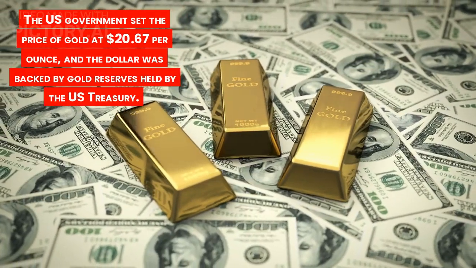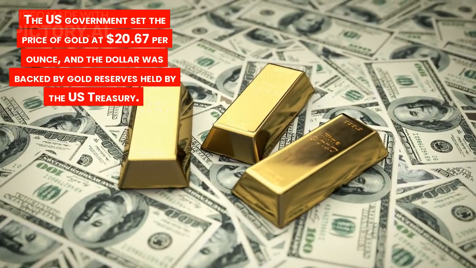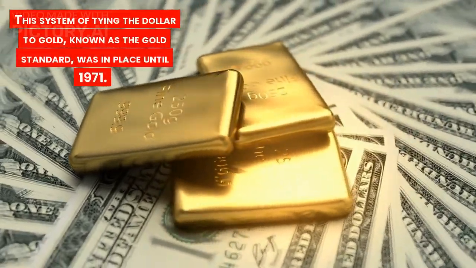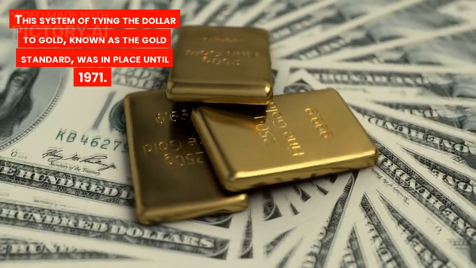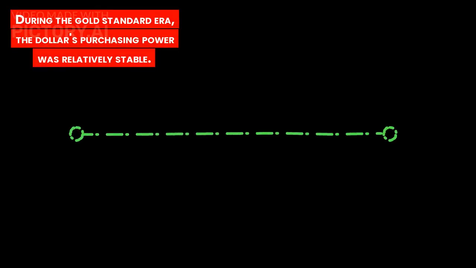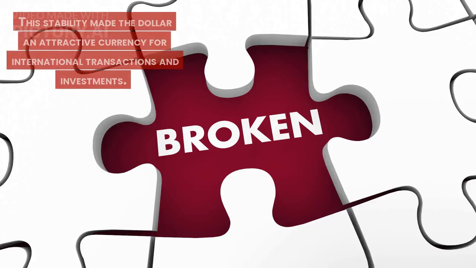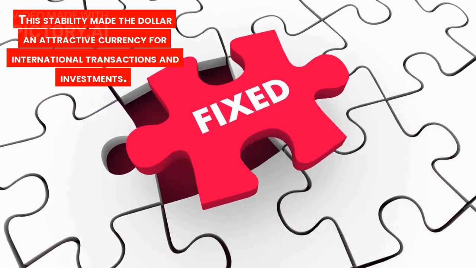The U.S. government set the price of gold at $20.67 per ounce, and the dollar was backed by gold reserves held by the U.S. Treasury. This system of tying the dollar to gold, known as the gold standard, was in place until 1971. During the gold standard era, the dollar's purchasing power was relatively stable. The U.S. government maintained a fixed exchange rate with other countries, which meant that the value of the dollar remained constant against other currencies. This stability made the dollar an attractive currency for international transactions and investments.